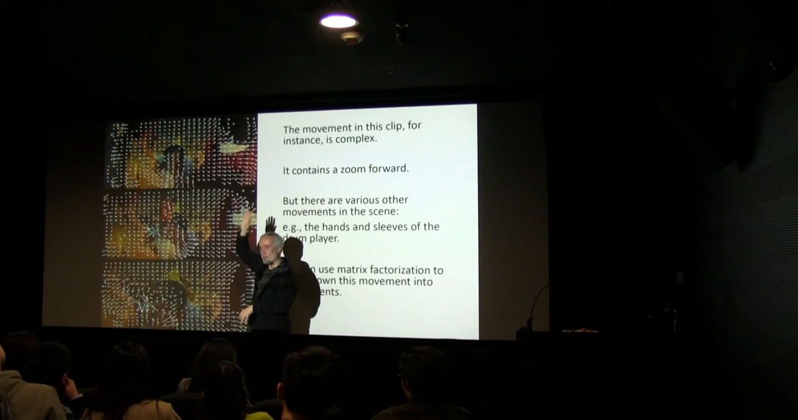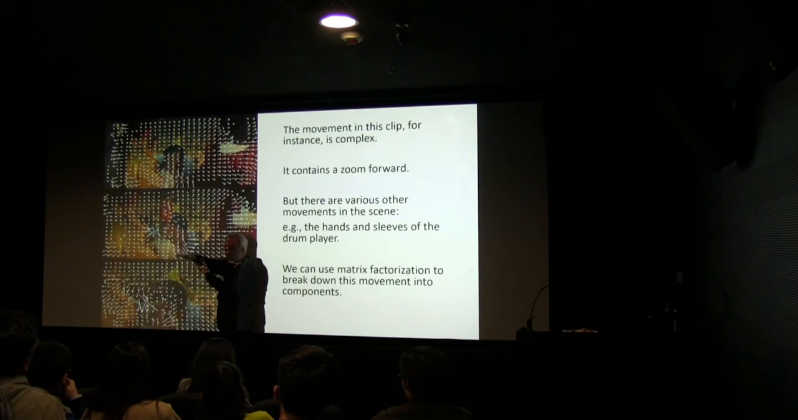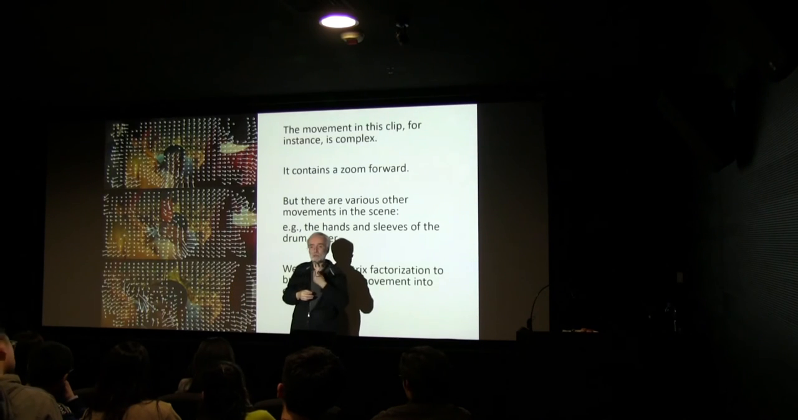You have the movement of one hand, the other hand, the sleeves. She's wearing a Chinese costume, so the sleeves are also moving. Complicated movement. It's very hard to describe. But I use this method of non-negative factorization to take all of this information and break it down into different motion parts, creating a dictionary for each sequence.